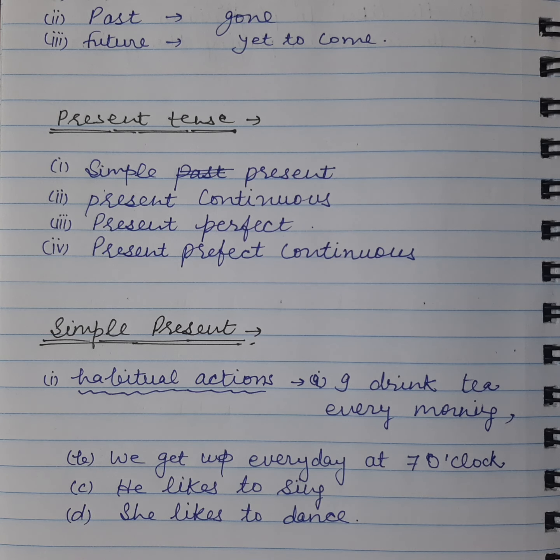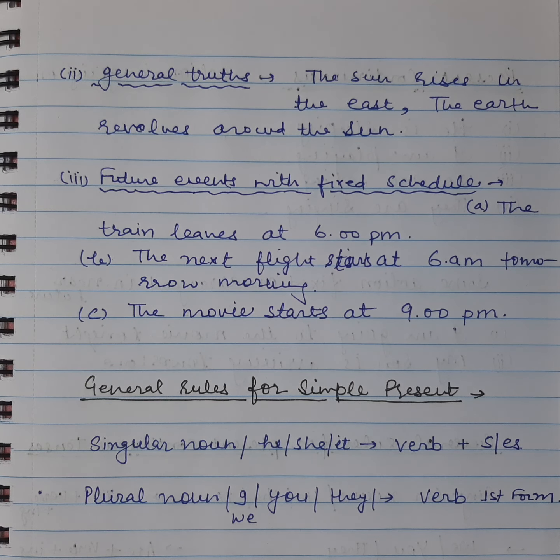So we like to drink tea, we wake up at 7 o'clock, then he likes to sing, so it's a habit. Then she likes to dance, but it doesn't say whether she is dancing now or she has completed her dance. It's just telling the habit, she likes to dance. Simple present is also used for general truth.